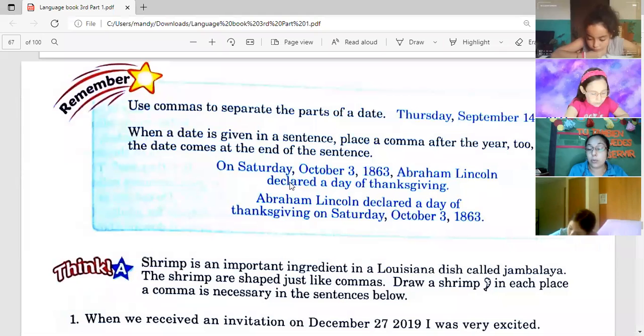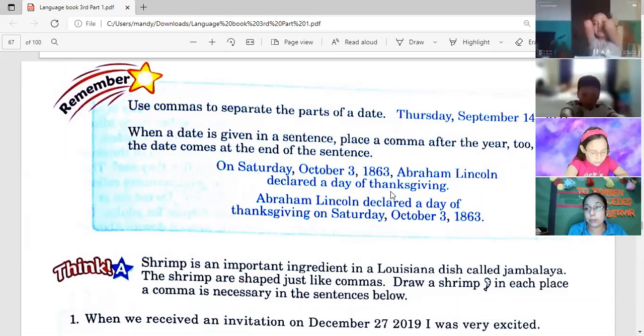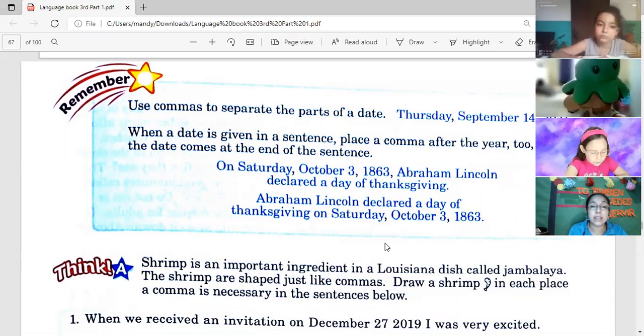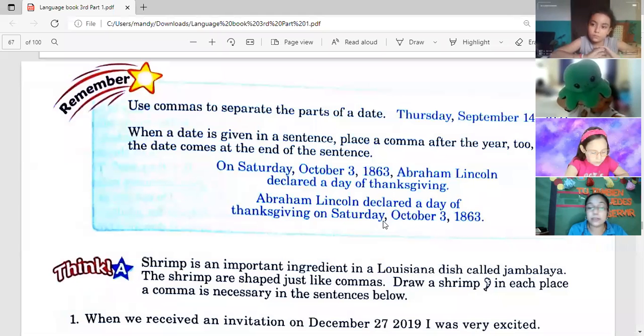On Saturday, comma, October 3rd, comma, 1863, comma, Abraham Lincoln declared a day of Thanksgiving. La regla nos dice que cuando usted tiene una fecha en una oración, va a colocar coma después del año para continuar con la oración. Abraham Lincoln declared a day of Thanksgiving on Saturday, October 3, 1863. Pero también la regla nos dice que si la fecha está al final, entonces no colocamos coma. Is this part clear?